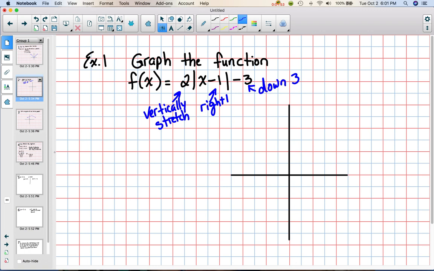And we can go with our old method, how we always did, because we actually have the function here. So we can use our locator point and do what we did before. So I'm going to move it to the right 1 and down 3. I guess I should label these. And then from there, it's vertically stretched. So instead of the identity line being up 1 over 1, we're going to go up 2. It's like, because we're stretching it by 2. And the same thing right here. And then we get our graph.